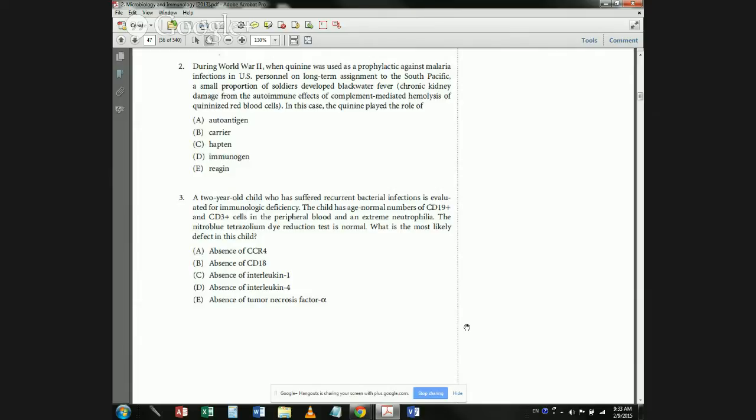Well, it's more like, I mean, it could be a hapten because it's a drug. Immunogen because it was in red blood cells, but it sounds like it's inside. It's definitely not a carrier. Is it an autoantigen? No. Reagent? I don't even know what that is, but I doubt it. I just say hapten. Immunogen, no, because it's a drug. It's too small. I just say hapten. But why would they use the same question twice?